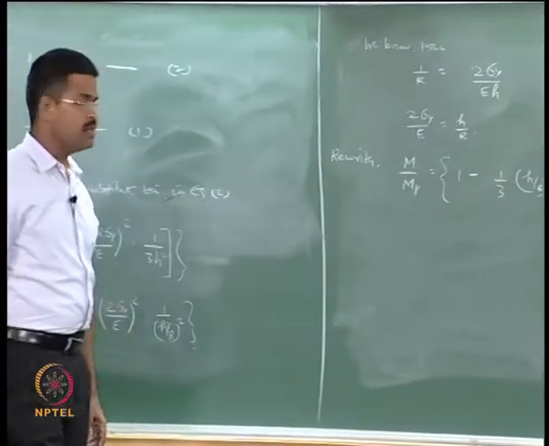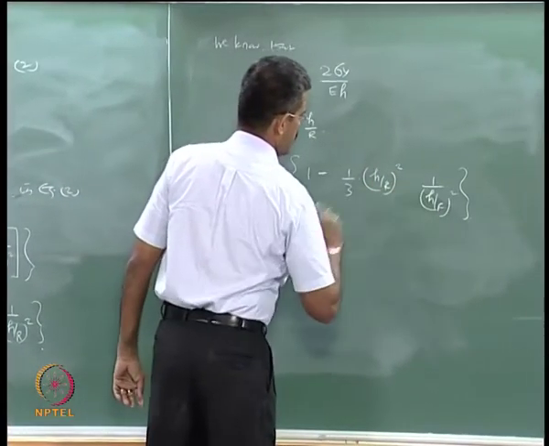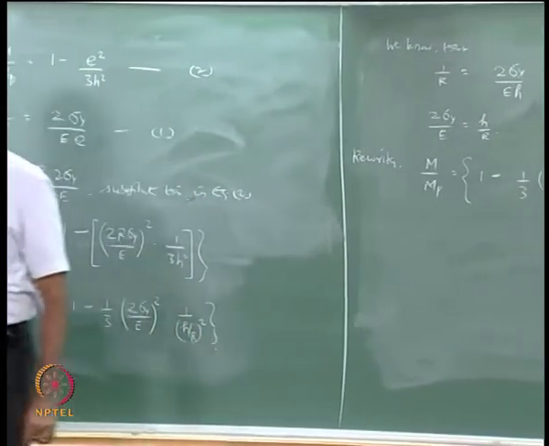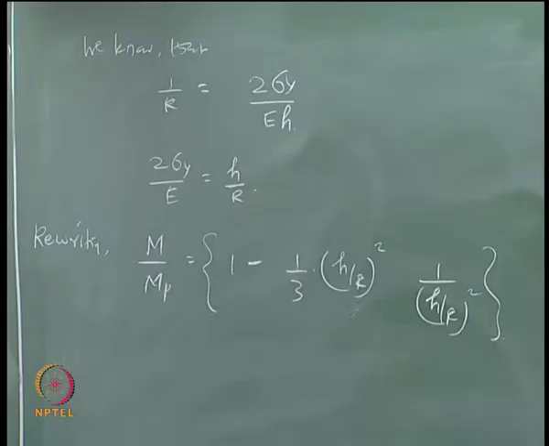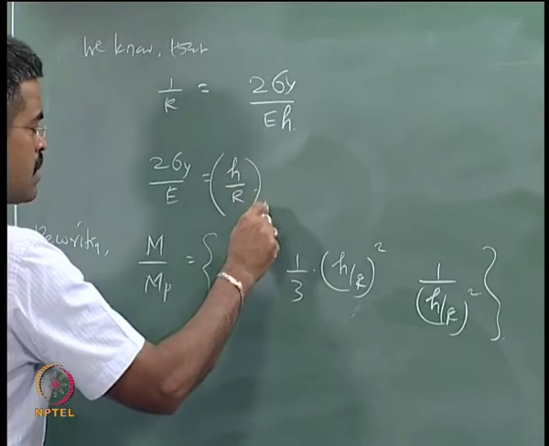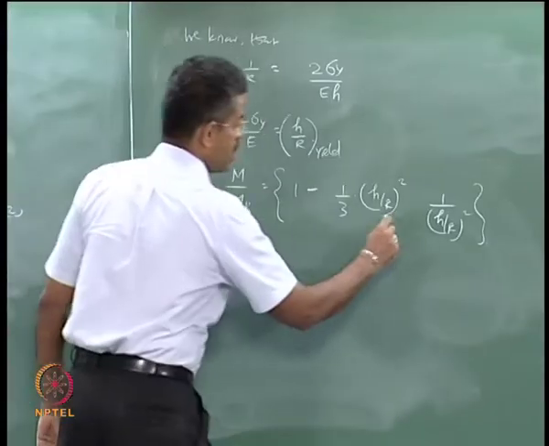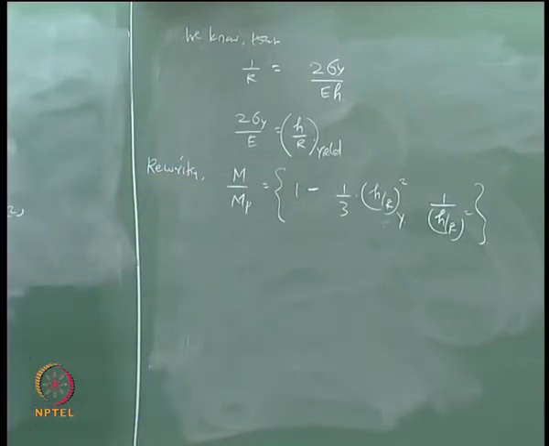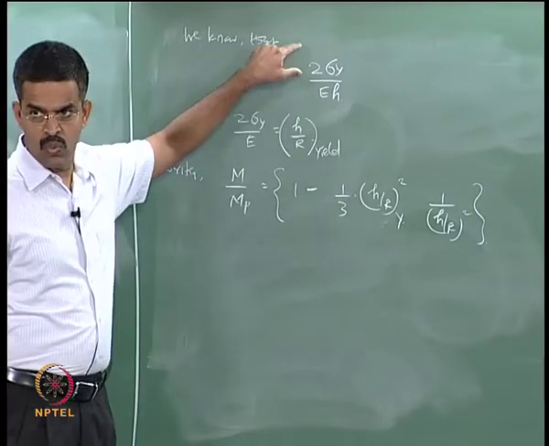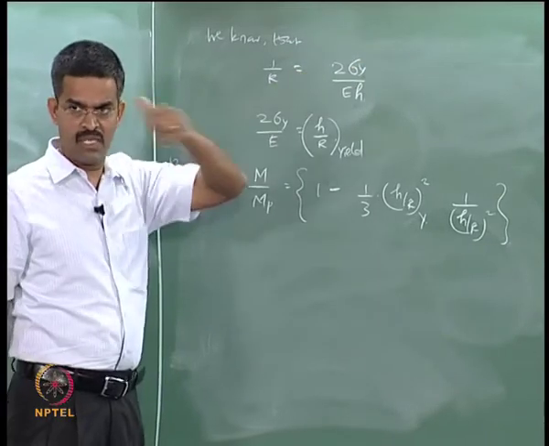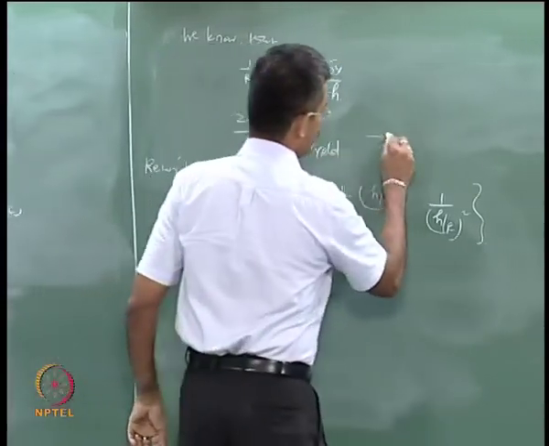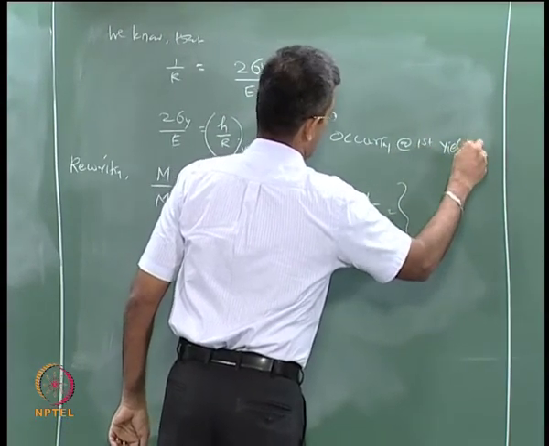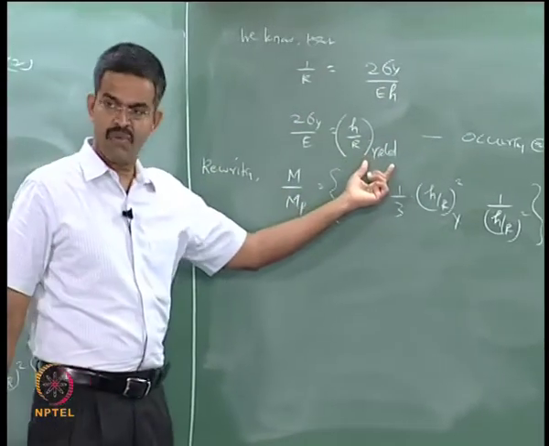Now, there is a difference between this value of h by r and this value of h by r. What is the difference? This is at yield. So I can say here yield, is it not? The distance at the extreme fiber was h by 2, and I got sigma y here. So it is at yield, is it not? First yield point. Therefore, I can say this is h by r of yield value.